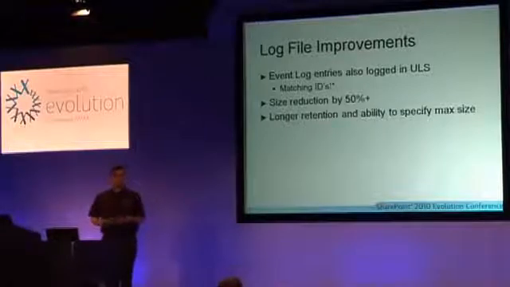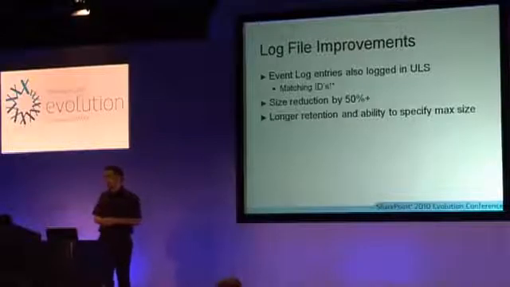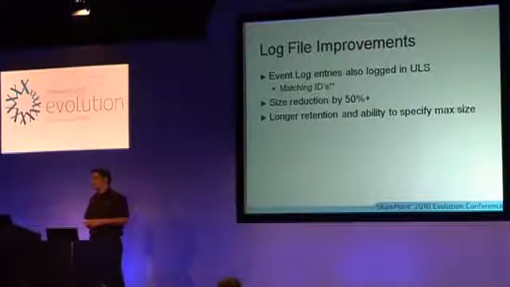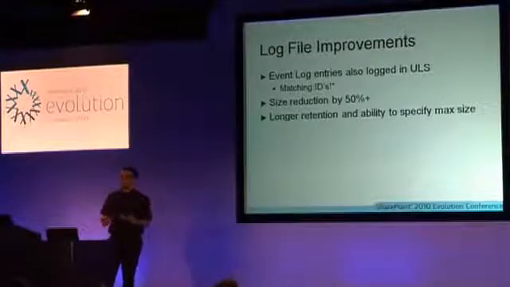Size reduction. We actually use NTFS file compression by default on the logs directory now. So out of the box, you shouldn't have massive log files spanning gigs of data. They should be at least 50% less in size. And that's not just because of the file compression, that's also because of the way we've optimized the amount of logging we do, and when we log, and so on.